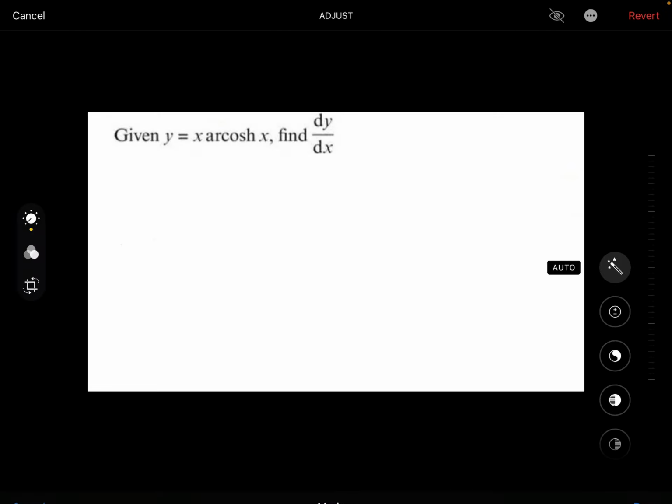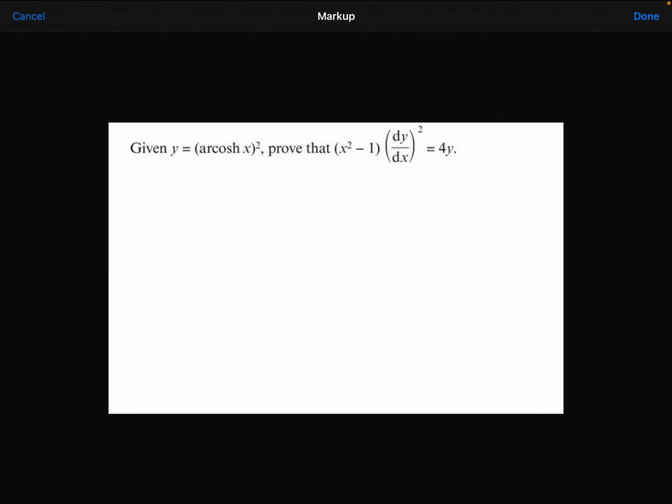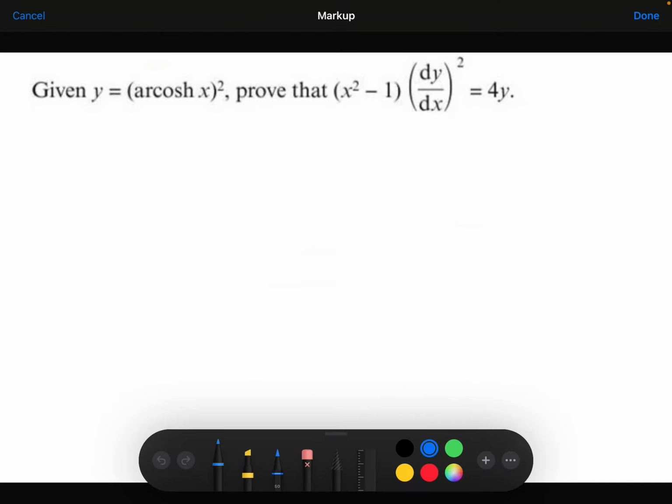And last example for this video. So we want to, given that y is arcosh x all squared, prove this result: x squared minus 1 times dy by dx all squared is equal to 4y.